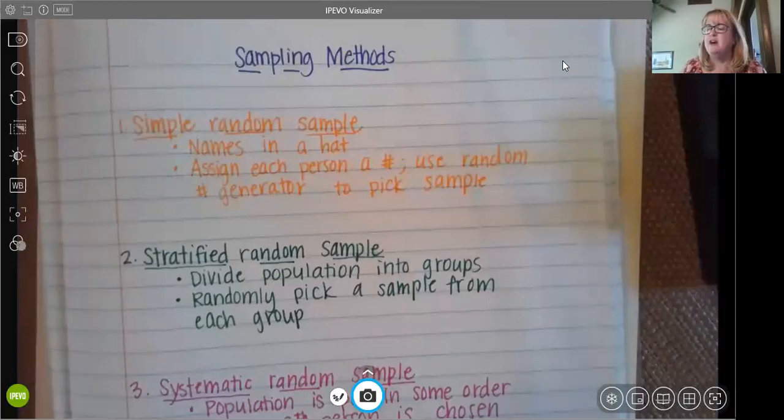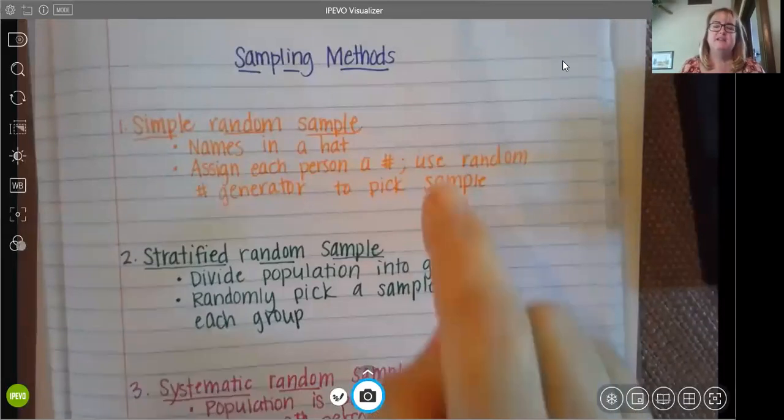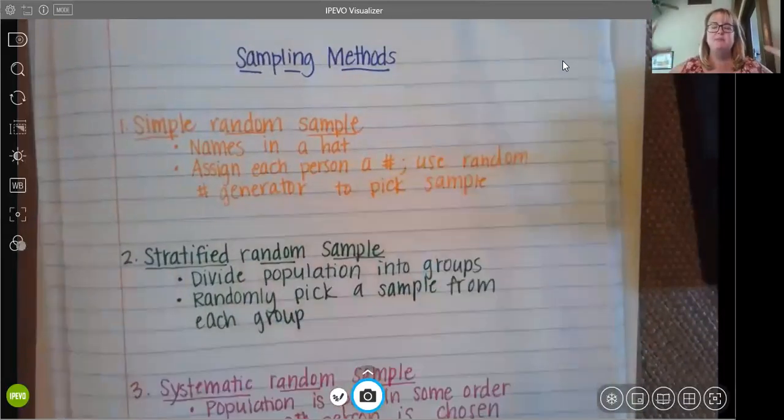So you divide them into a group and then randomly pick people from each group. So the first one, you don't divide the population. You just have this big population. You randomly draw their names. The second way is you divide them into groups.